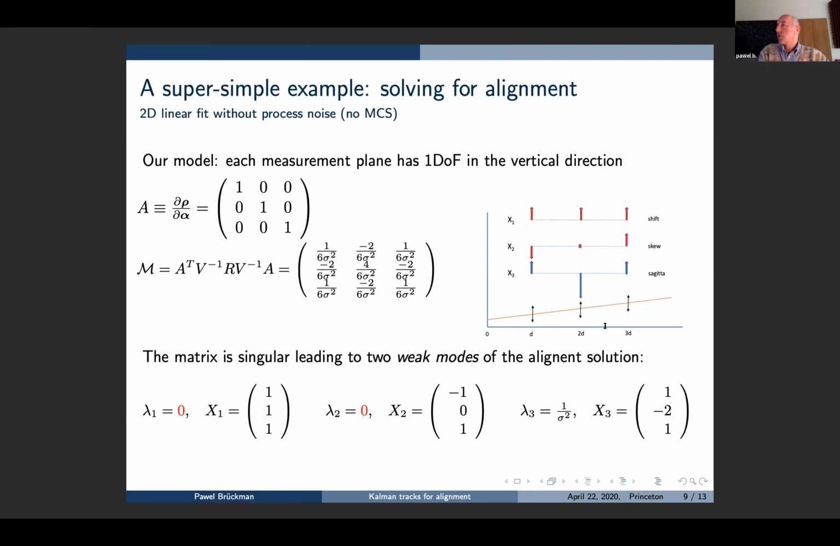And here is the sketch showing again the problem. So we have 3 planes which can move up and down. We fit, and this represents the eigenvectors of the solution, which actually are listed here on the bottom. The matrix is, of course, singular, leading to 2 weak modes of the alignment solution. One is the global shift up and down, and the other one is skew, which corresponds to the tilt of the straight line. And the third one, which is kind of sagitta in this case, is of course well constrained because we have a straight line.